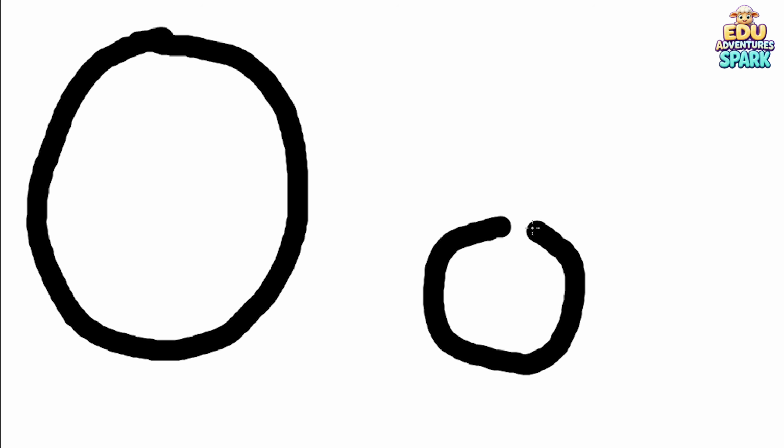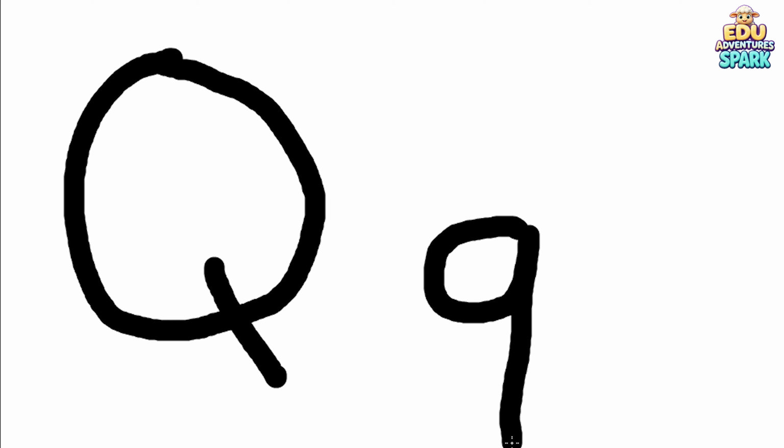O, capital O, small o, round we go. P, capital P, small p, up and down. Q, capital Q, small q, circle tail.